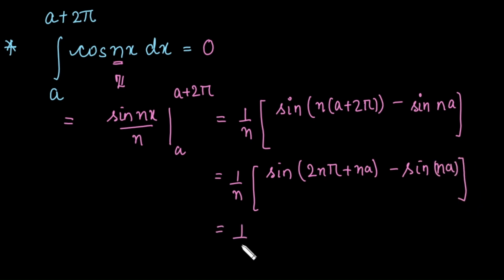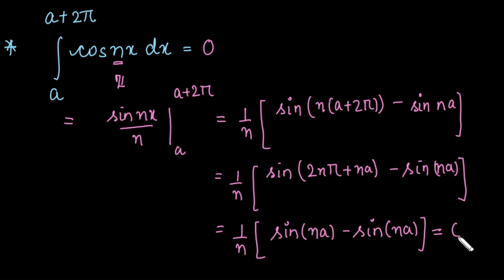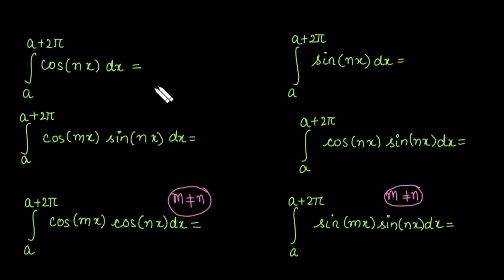This is equal to 1 by n sine 2n pi plus na is sine na minus sine na. So this term will get cancelled and hence we have 0. So as we have already calculated, integration of this one is 0. Similar way we can find the integration of sin x from a to a plus 2 pi. The length of the interval is 2 pi. In that case the integration is also 0.